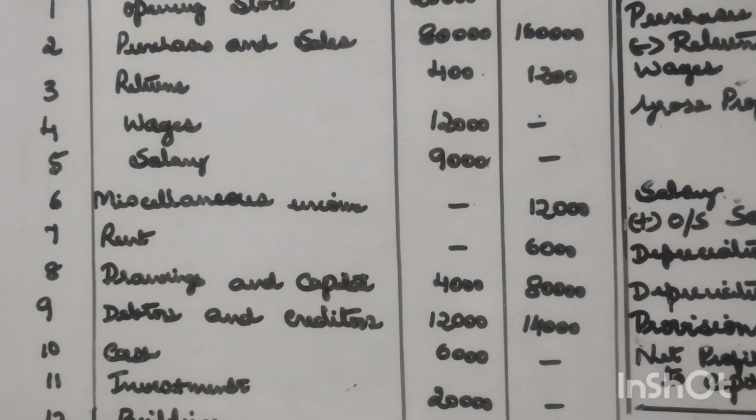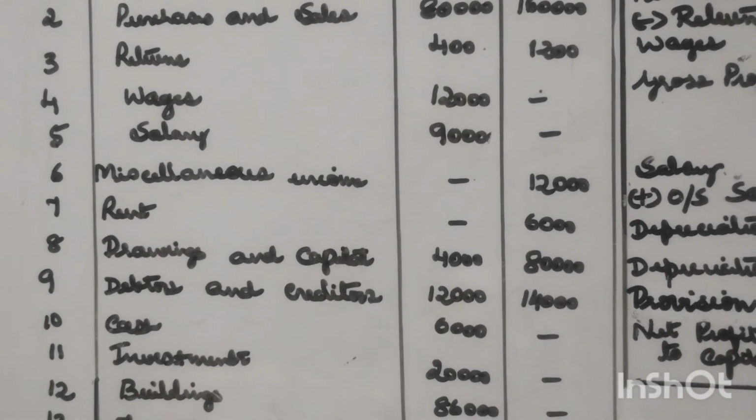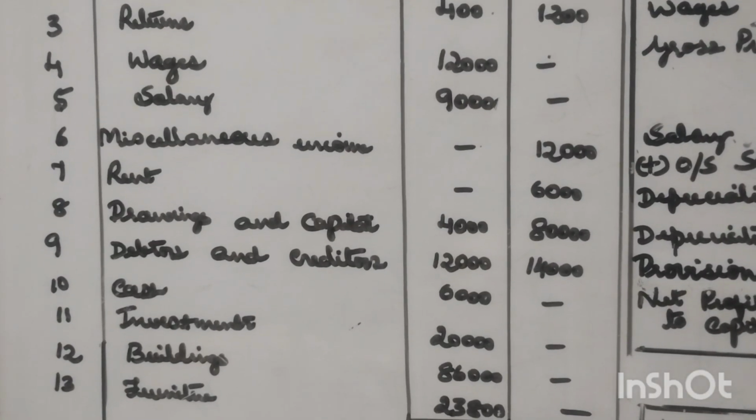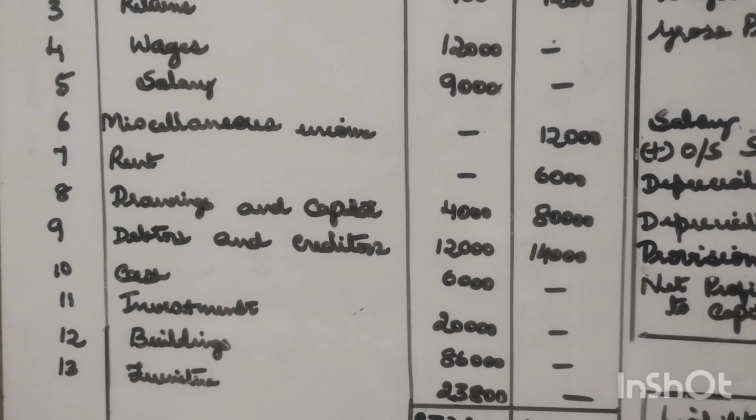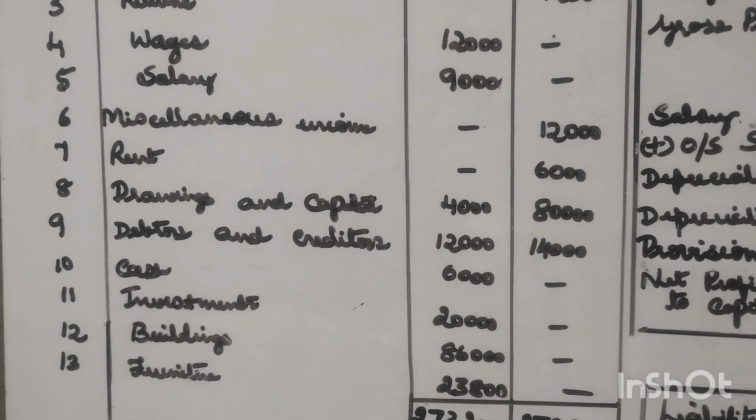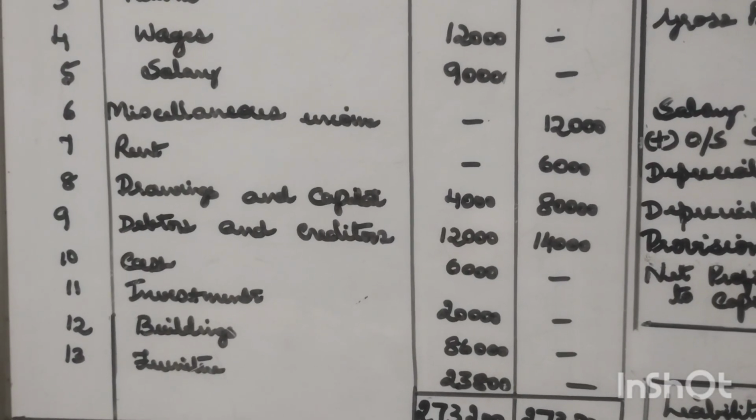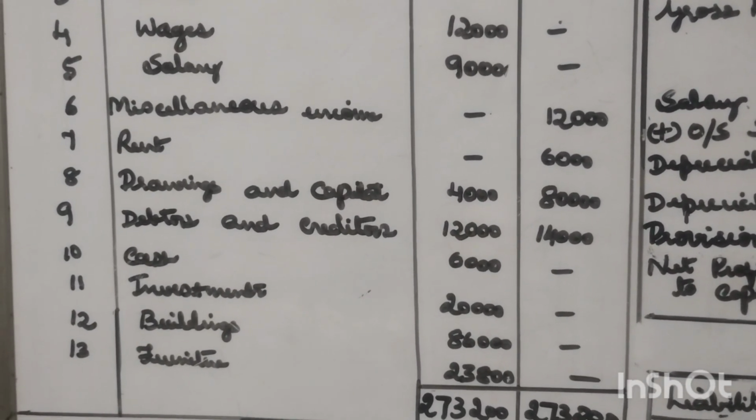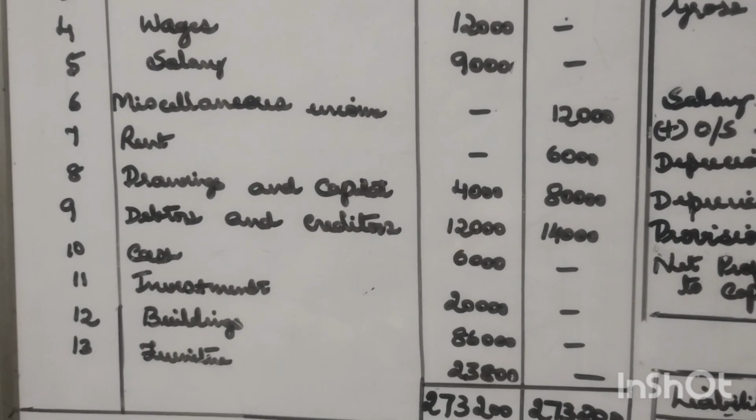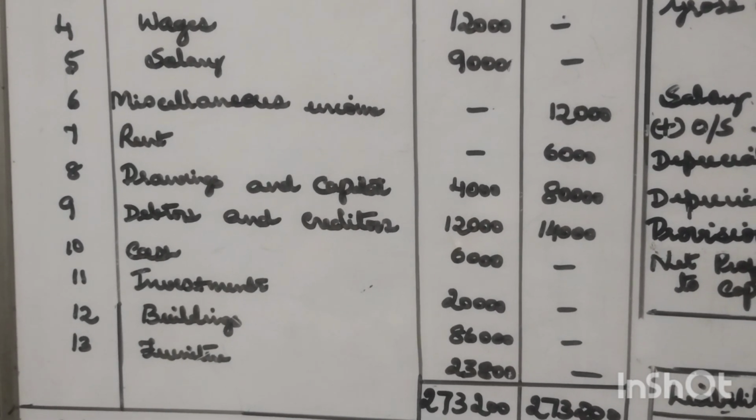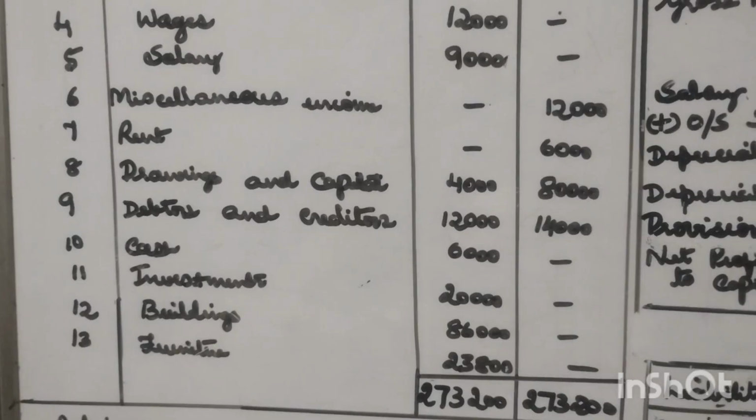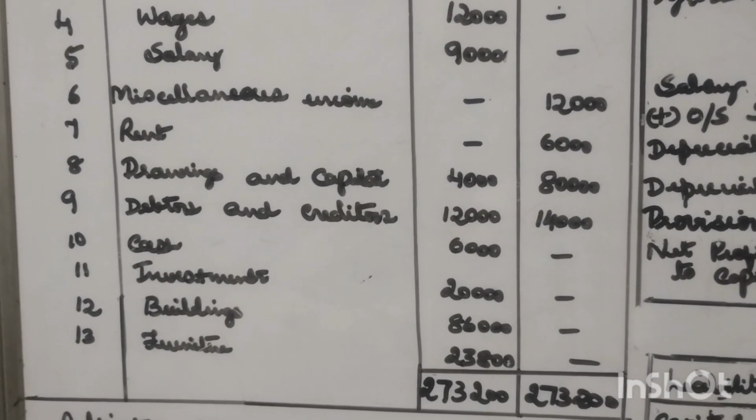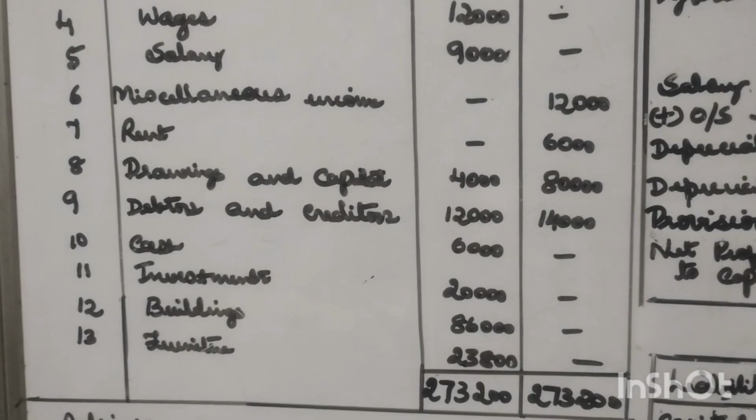Wages, trading account. Salary, profit and loss account. Miscellaneous income, that is profit and loss account, credit side. Rent received: if the amount is given on the debit side, then it is rent paid. Rent paid appears under the debit side of the profit and loss account. Rent received is the revenue that appears under the credit side of the profit and loss account.